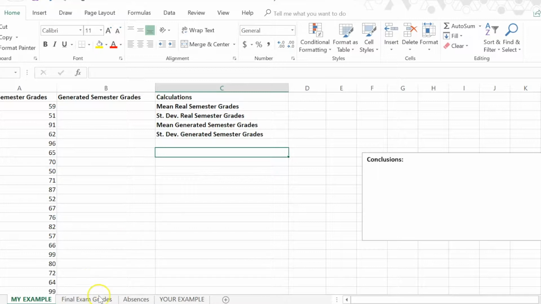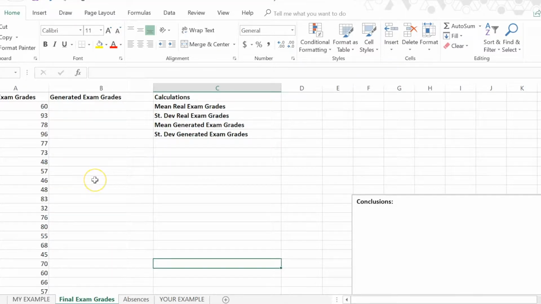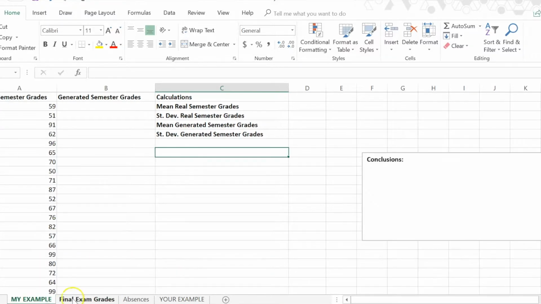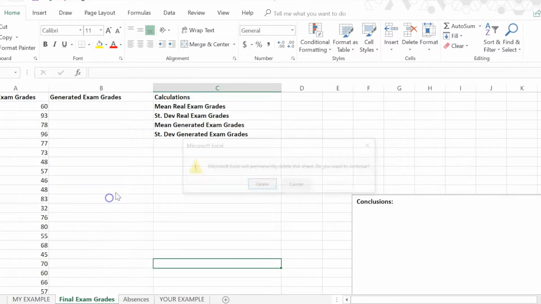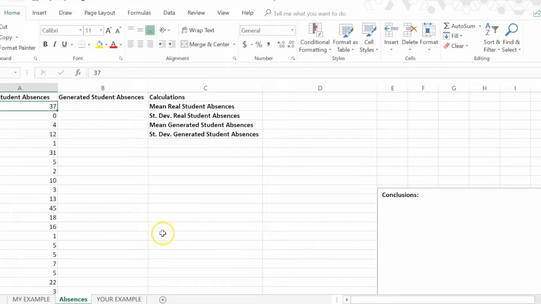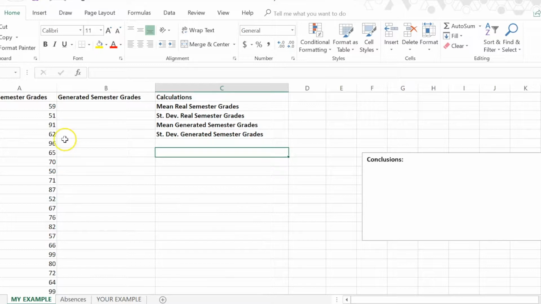First thing we can do is go ahead and delete this final exam grades tab, just to make the project a little more time manageable. We're going to go ahead and get rid of that. If I want to delete that, I'll click on it and then right click and choose delete. And just confirm your choice there. So that one's gone. All right, so first thing we're going to start off here is my example.